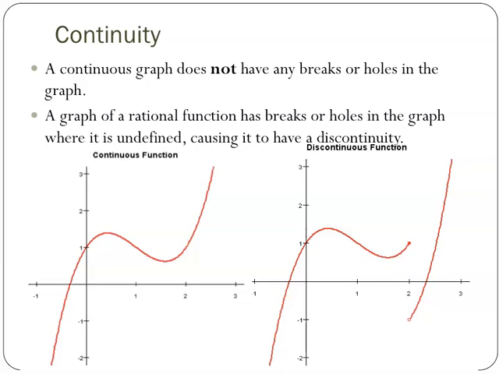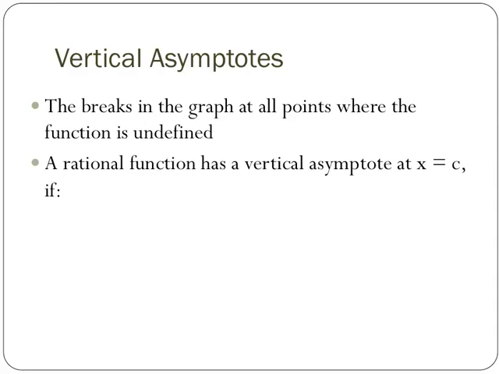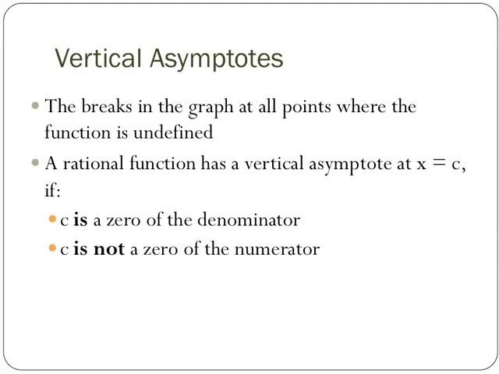Now, we're going to talk about two types of discontinuity that you may see. So you will have breaks in the graph at all points where the function is undefined. Now, a rational function has a vertical asymptote at a certain point if c is a 0 of the denominator and is not a 0 of the numerator.